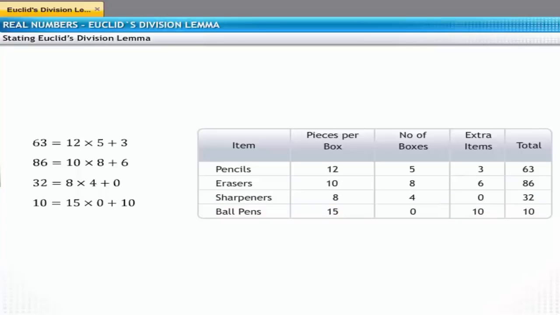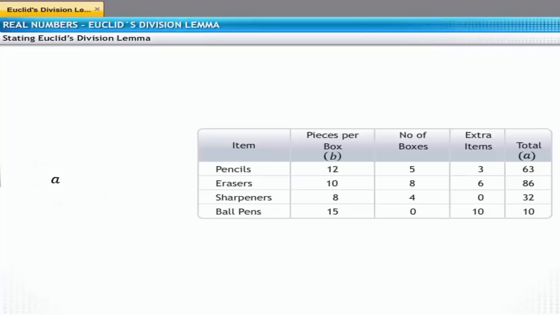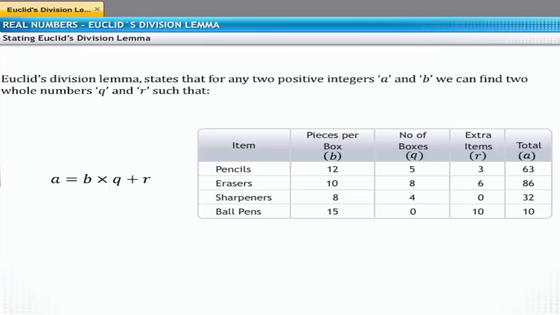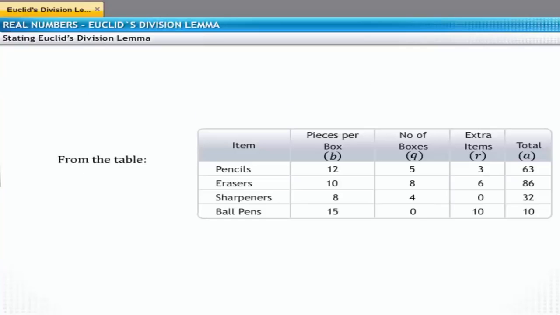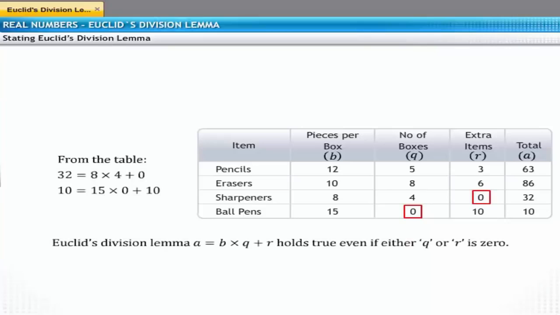Now, let us come to the point. If we assign labels to the values in the different columns of the table, we can see that they all follow a general relation. The total A is equal to the pieces per box, B, multiplied by the number of boxes, Q, plus additional items, R. This relation is known as Euclid's division lemma, which states that for any two positive integers, A and B, we can find two whole numbers, Q and R, such that A is equal to B multiplied by Q plus R.